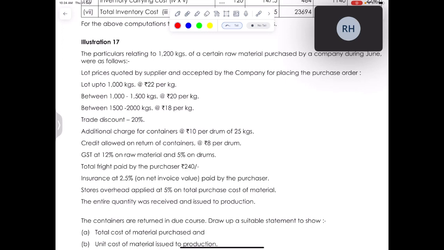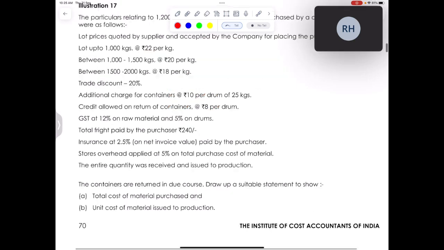And this is a trade discount. Trade discount means, without us saying anything, every customer is eligible for such discount. So first of all, my dear student, tell me, I am purchasing 1200 units. Which price is applicable? 22, 20 or 18? Which price is applicable to me?